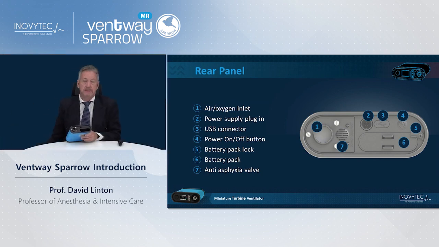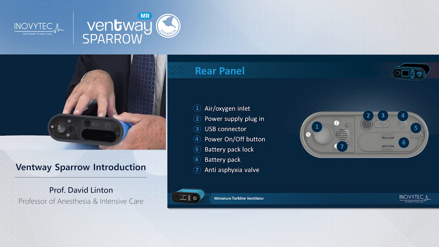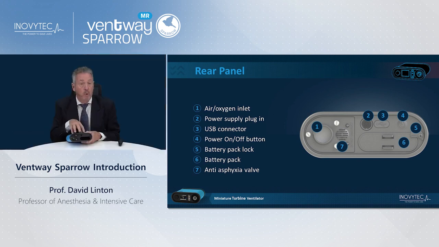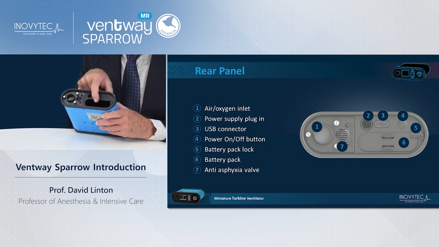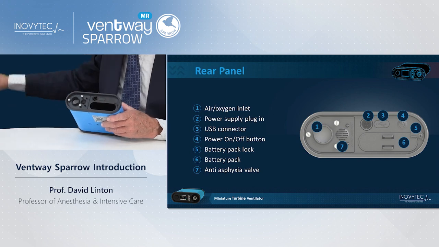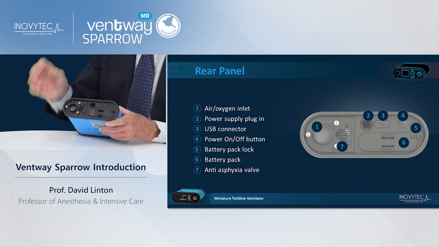It has a place to put a USB connector to download and upgrade the software or to download information to check it. It has a power on or off button, and it has a place for the battery and a battery lock. The battery, very simply, slides in only one way into the position and is locked.